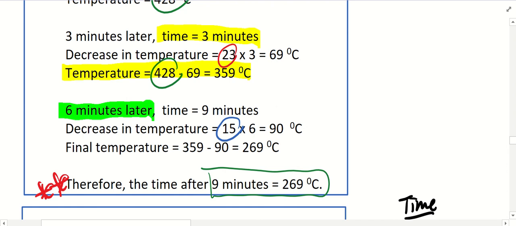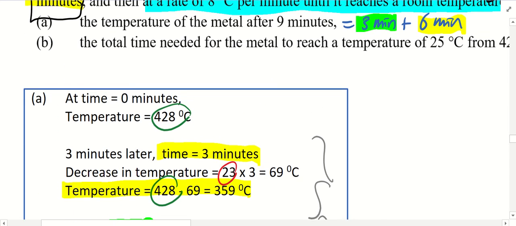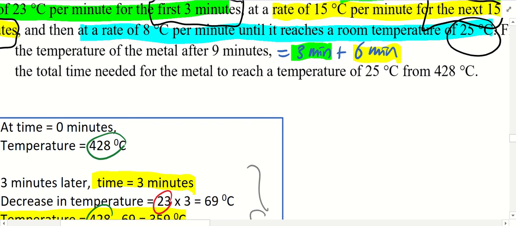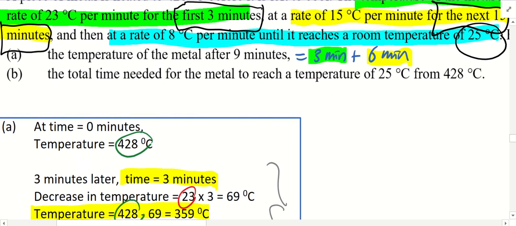All right, so when you look at this working here, the way that I do it is very clear. I break down into two different parts to work. Because during these two intervals of time, the rate of temperature drop is different, 23 and 15. So I have no choice but to break them up into two different parts to work. Once you understand this concept, part B is similar, just that it is way longer and more difficult.